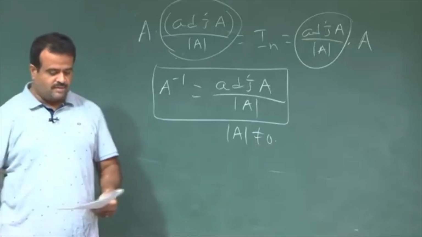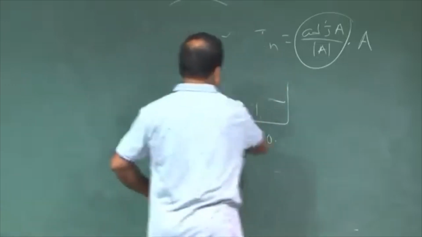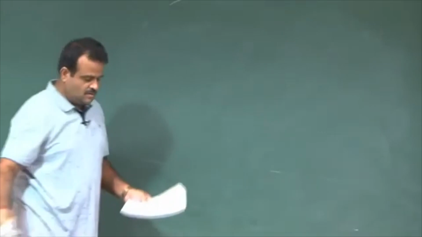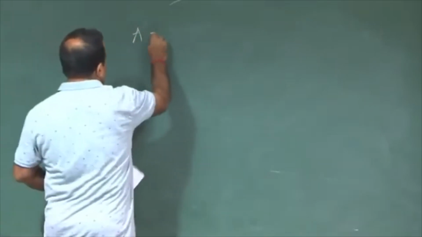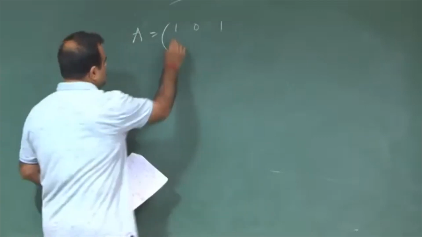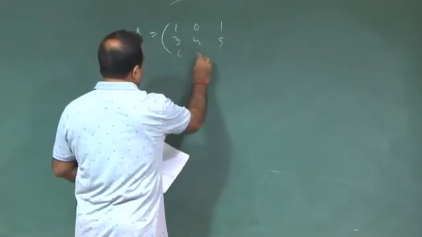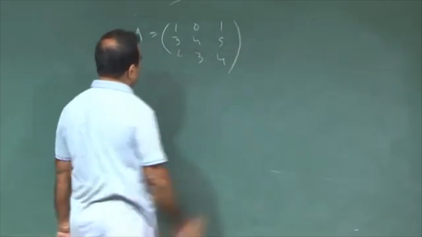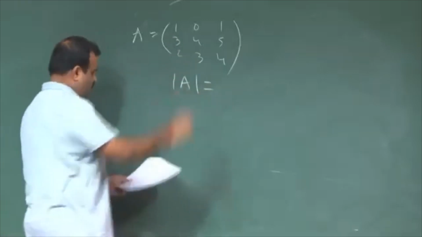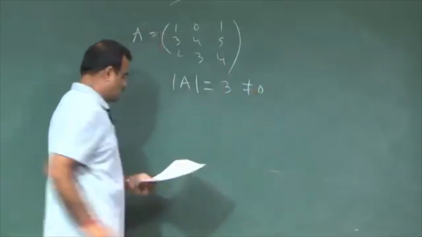We can just have a quick example. So, we can take a 3 by 3 matrix. Suppose we take a non-singular matrix, 1 0 3 4 5 2 3 4. Now, suppose this is our matrix. Now, we have to check what is the determinant value of this. So, determinant of this is 3, which is not equal to zero. You can easily work this out.